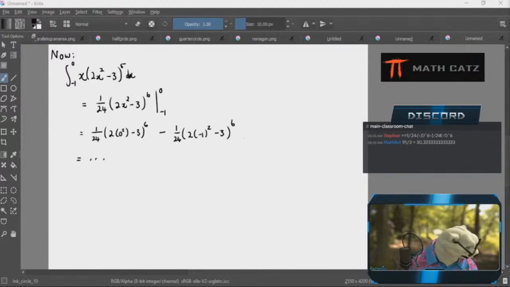Let me just double check. Hopefully that is what you got as well. Let me know if it's not. I have 1 over 24, and then I simplified the bracket because of the 0 is just a -3 inside to the power of 6, minus 1 over 24. I simplified that bracket because -1 squared is 1. So I have 2 minus 3, which is -1 to the power of 6. Okay, it looks okay, but let me know.